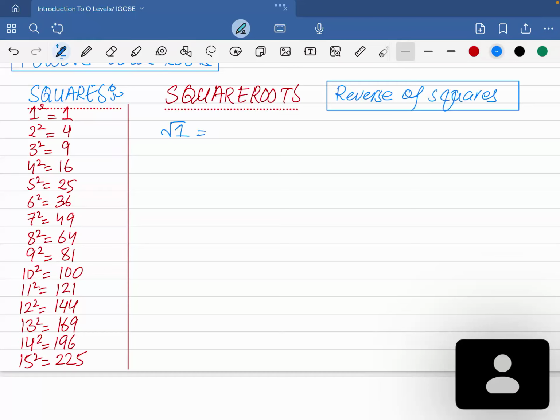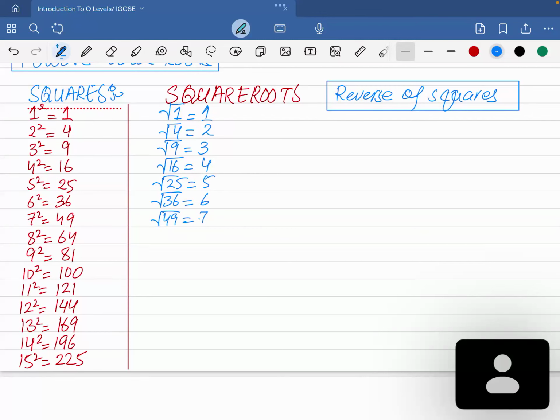First of all, square root of 1 would be equal to 1. Agree or not? Yes. Square root of 1 is 1, and square root of 4 would be equal to 2. Square root of 9 would be equal to 3. Square root of 16 would be equal to 4. Square root of 25 would be equal to 5. Square root of 36 would be equal to 6. And square root of 49 would be equal to 7.